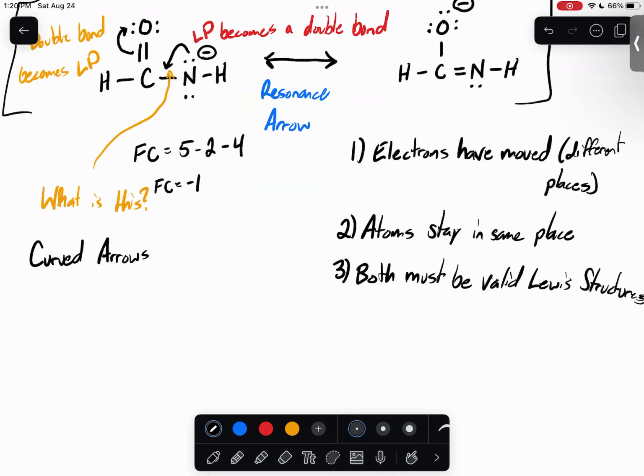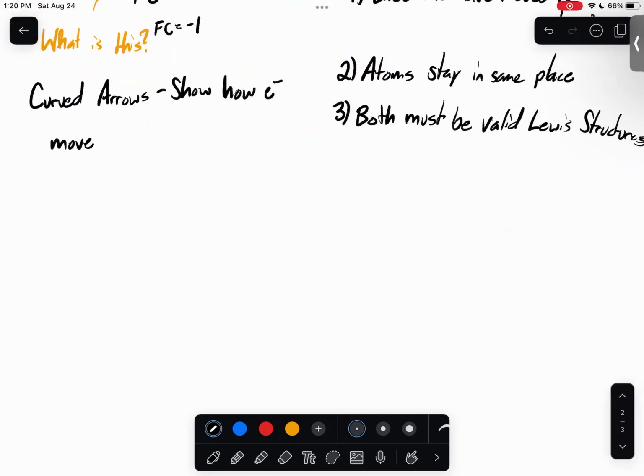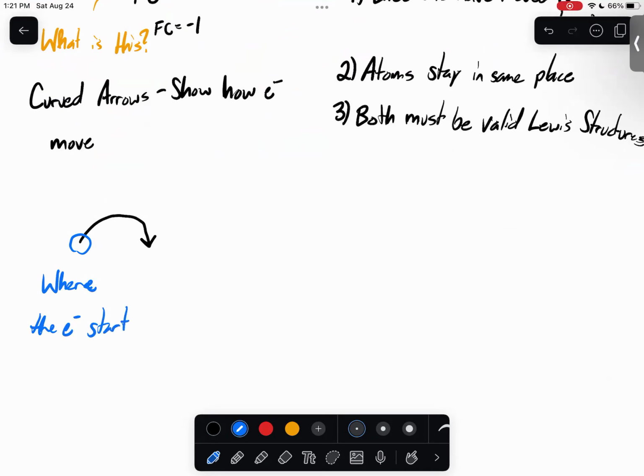And curved arrows show electron flow. So they show how electrons are actually moving. What they do is essentially the arrow is going to have a little bit of a curve to it, and it's going to show on the spot where it starts. So what would be this tail end here? This is where the electrons are coming from, or where the electrons start, right?